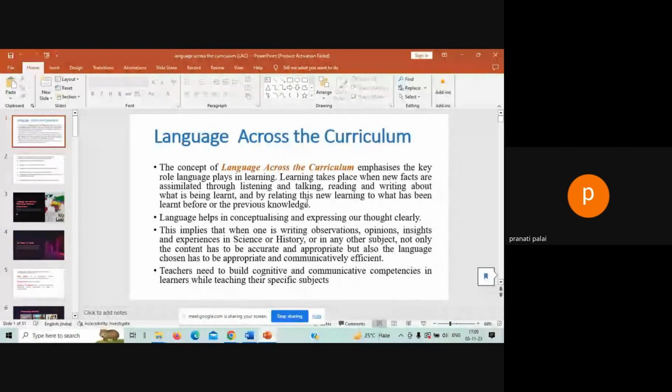Okay, let's discuss. Language across the curriculum. The first person who spoke said it is the mother tongue. No, language does not mean only mother tongue. Language may be any kind of language. It may be mother tongue, it may be a foreign language, it may be a second language, any language we are connecting or using. That is called language.